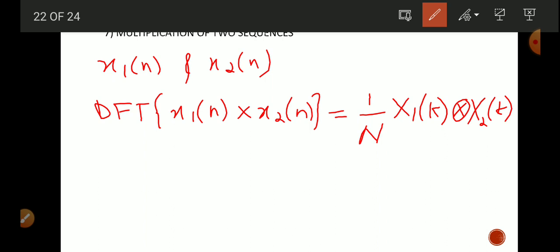Circular convolution of two DFTs divided by N, where N is the N-point sequence or N samples. Here we are taking N samples. So the multiplication of two sequences property explains that the DFT of x1(n) times x2(n) equals 1 by N, X1(k) circularly convolved with X2(k). These are the properties of the DFT.